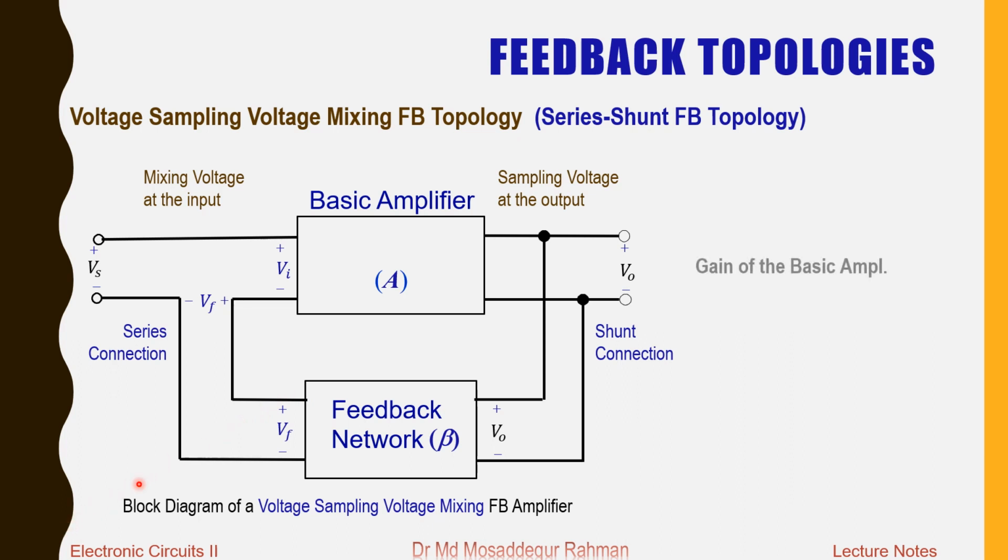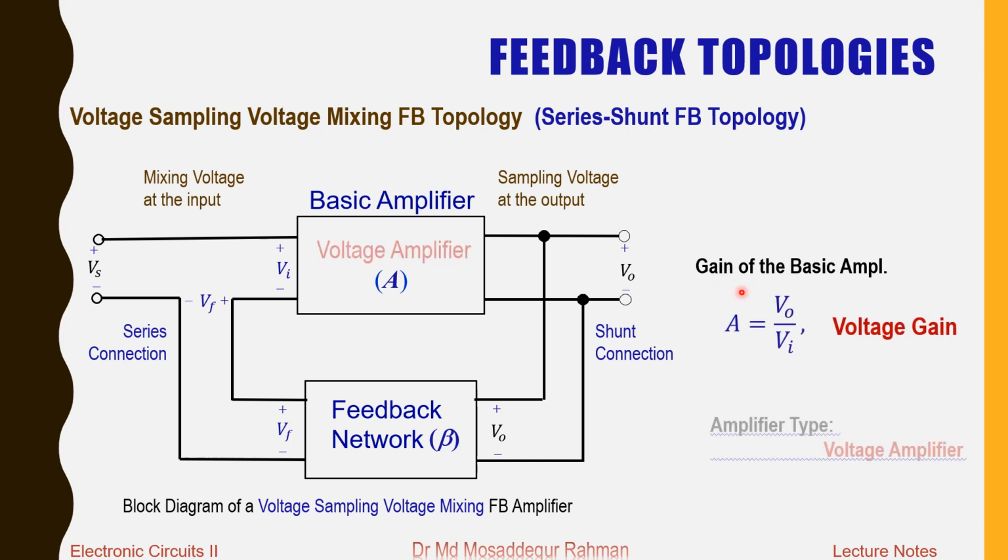In this case, the gain of the basic amplifier, V0 by Vi, is a voltage gain. Both the signals at the output and at the input side are in the form of voltage. So the gain of the basic amplifier is a voltage gain, and the type of the amplifier will also be a voltage amplifier, because it is amplifying a voltage signal.